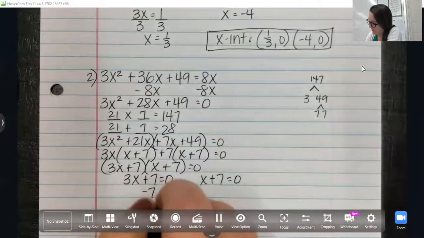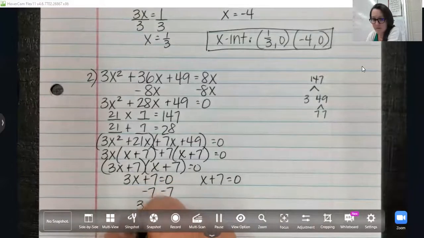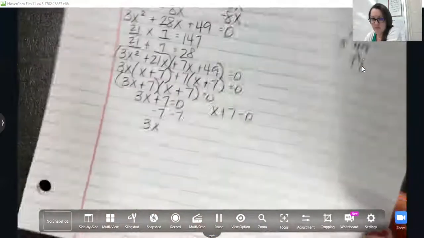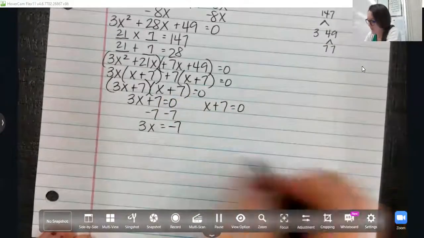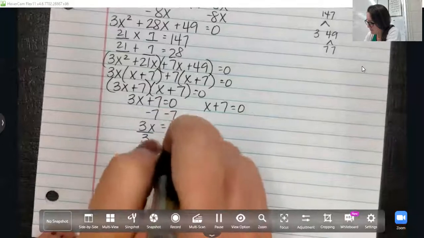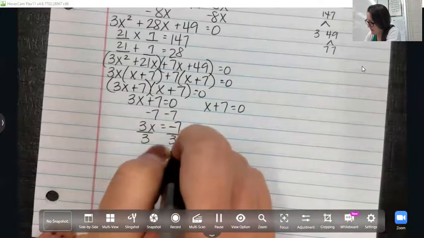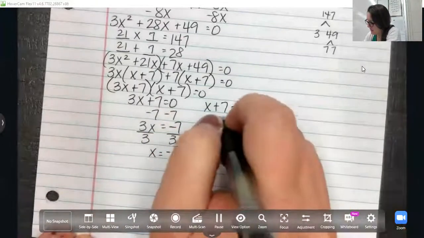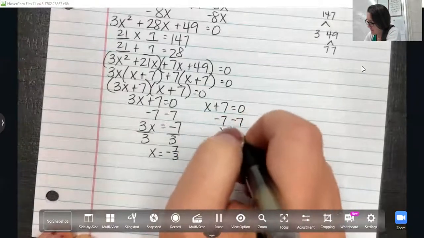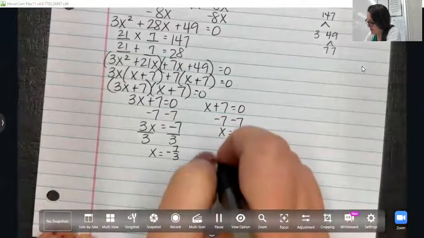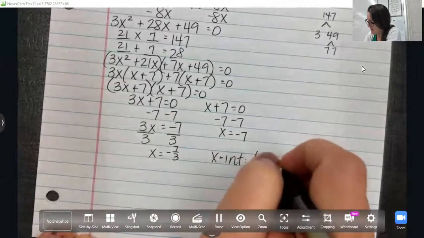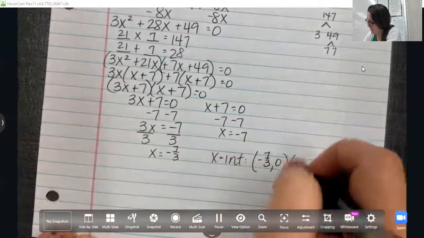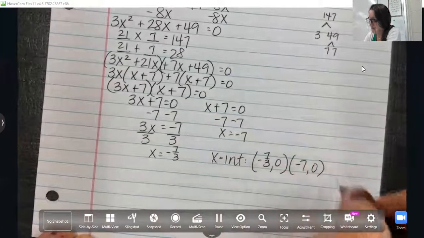Let's see where our intercepts are. Put this up so you can see it a little bit better. 3x equals -7. Divide by 3. x equals -7/3. And subtract 7 on this side, and we have x equals -7. So our x-intercepts are (-7/3, 0) and (-7, 0).